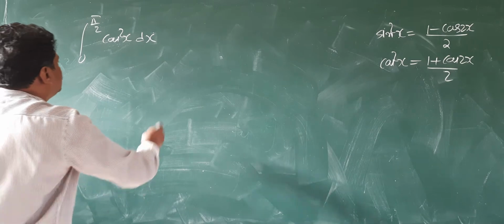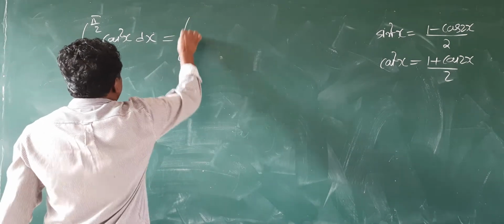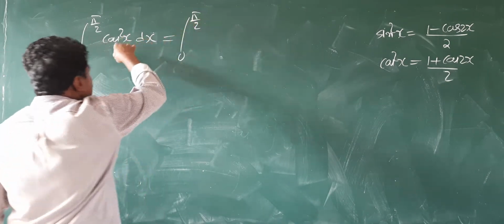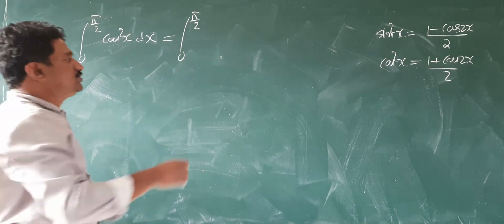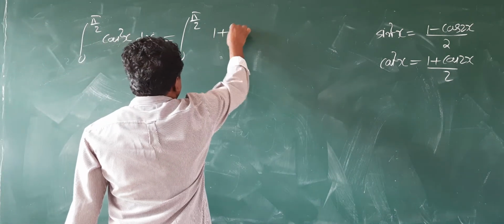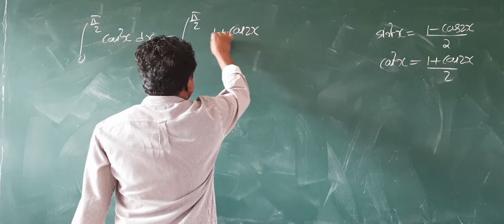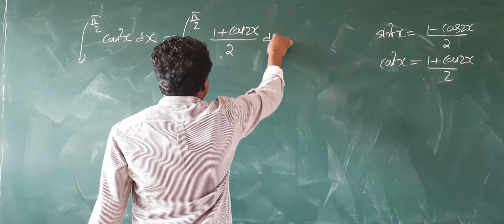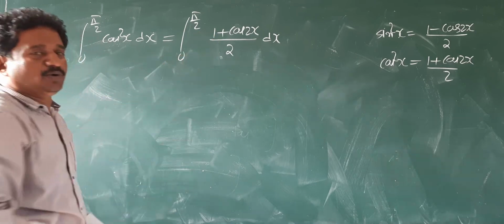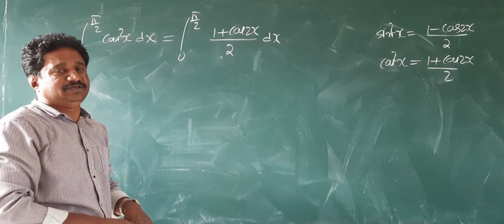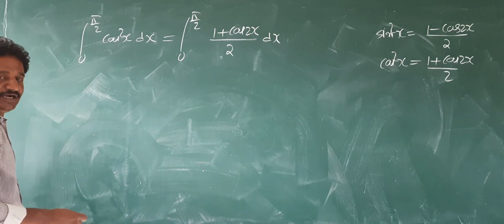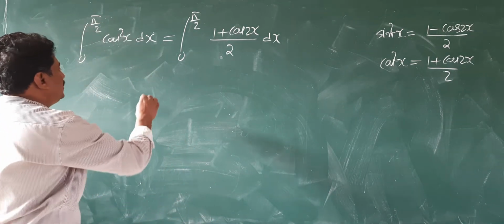So write that: 0 to pi by 2 of cos square x. What is cos square x? 1 plus cos 2x by 2, into dx. Keep that 1 by 2, the constant, outside. Integrate and apply the limits.